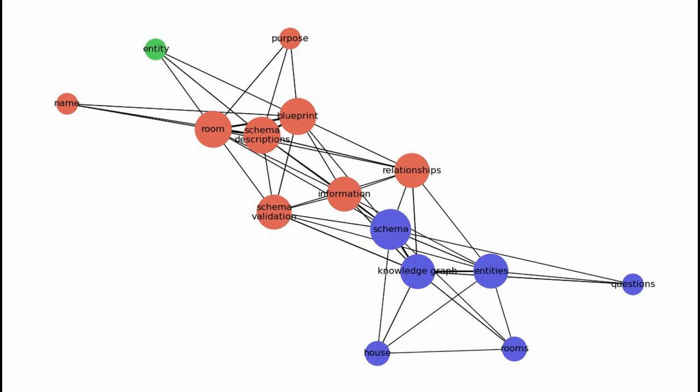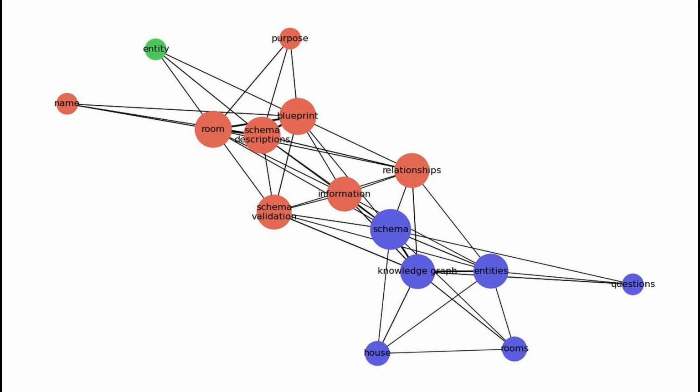2, defining entities and relationships. In our house analogy, this means deciding what types of rooms we need, like bedrooms, kitchens, or bathrooms, and how they connect. In a knowledge graph, entities could be things like books, authors, or genres, and relationships describe how these entities are linked, such as written by or belongs to.